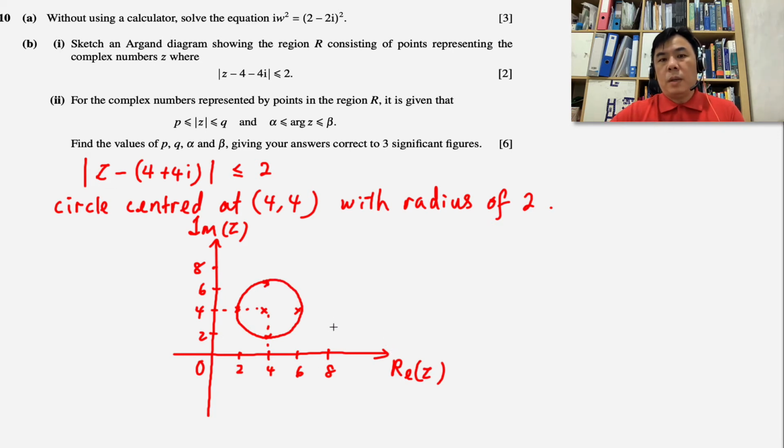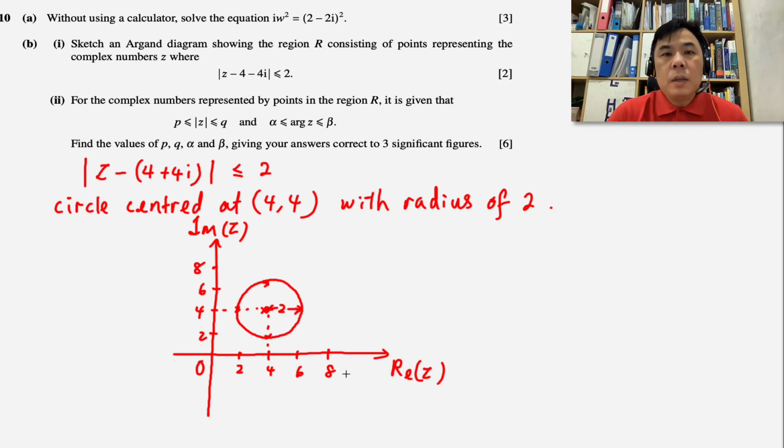Okay, and then there you have it. This is a circle centered somewhere here. Please forgive me for the accuracy here, but roughly the circle will look something like this. Centered at 4, 4, radius of 2 units.